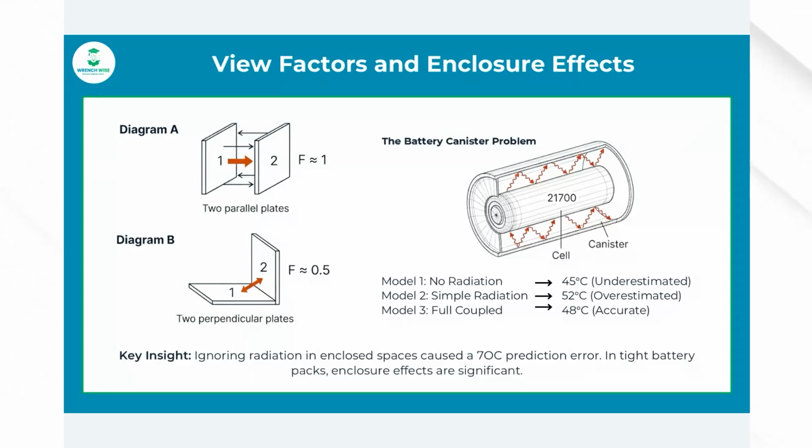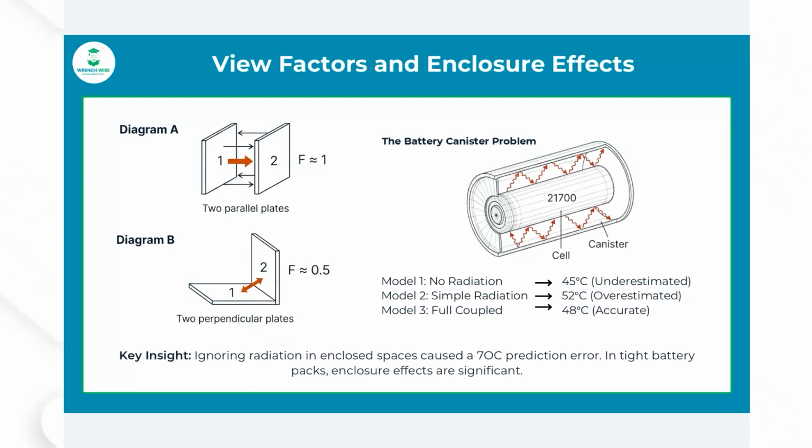Now we are overestimating, and this leads to over-designed cooling systems. Finally, with model 3, we have fully coupled: we model the enclosure effects as well, the view factors, the feedback loop between cell and the can. The result was 48 degrees Celsius. So the takeaway here is precision. Ignoring radiation introduced a prediction error, but using a dumbed down version of a radiation model essentially gave us the wrong answer. So in tight enclosures like battery packs, you must account for how components see each other.